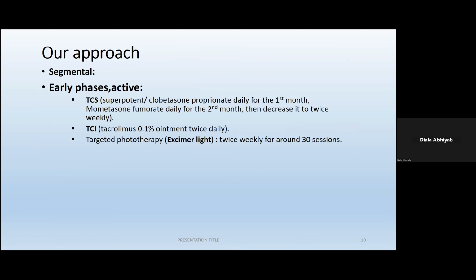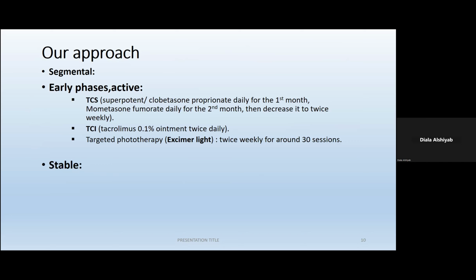And in this condition also, we consider targeted phototherapy. Excimer light is a good option because this type of vitiligo is very difficult to treat when it becomes stable. So we know now about the memory cell. So the earlier you start, the better the response.